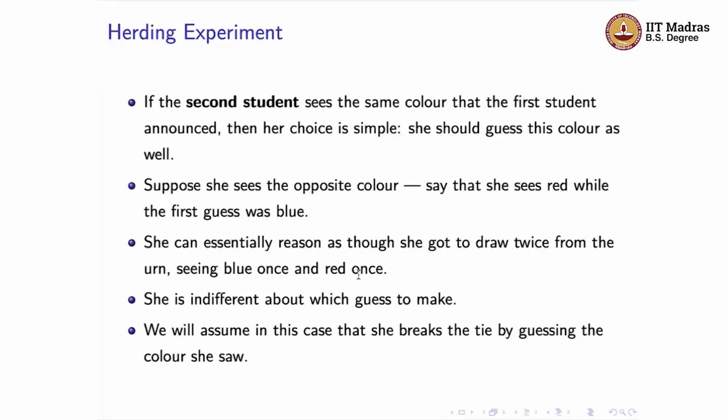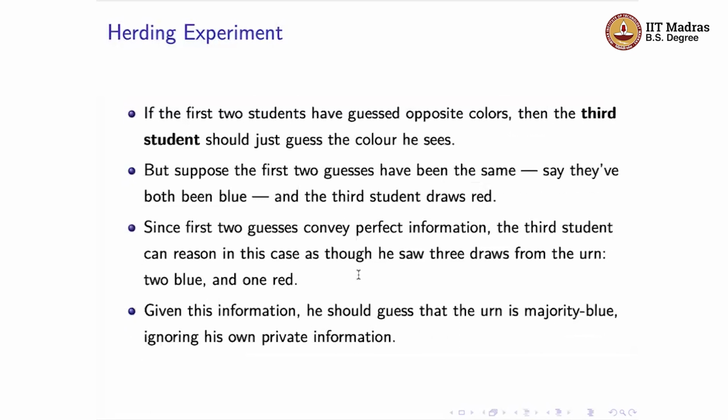All right, so this is the second person. Again, we see that the second person also conveys perfect information, in the sense that based on the reasoning that we just discussed, the second person also always goes with the color of the marble that this person has drawn, and the announcement is the same as the color of the marble that is drawn. Things become more interesting from the third student onwards, right?